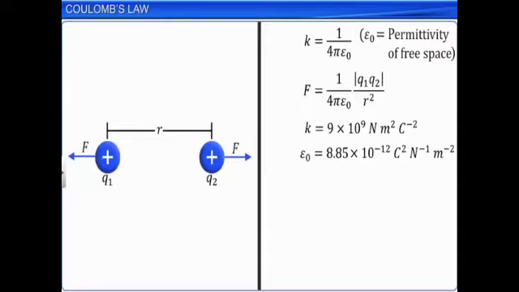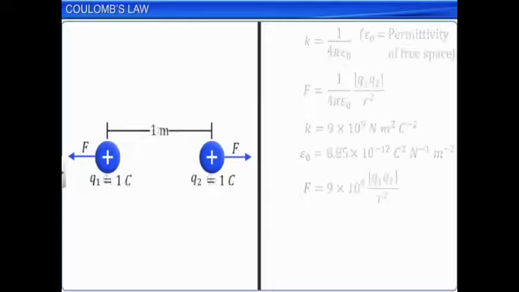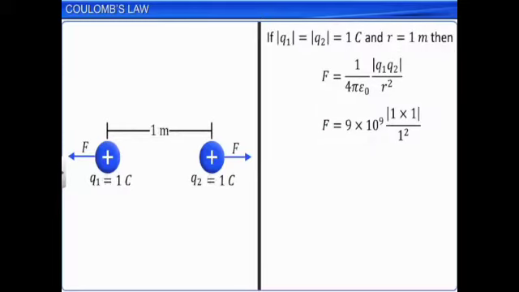Hence, F is equal to 9 into 10 power 9 into Q1 Q2 by R square. Using Coulomb's law, a unit charge can be defined as one that experiences an electrostatic force of 9 into 10 power 9 Newton when placed at a distance of 1 meter from another unit charge in free space.